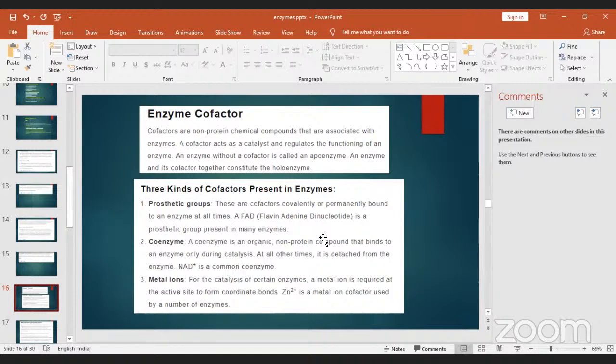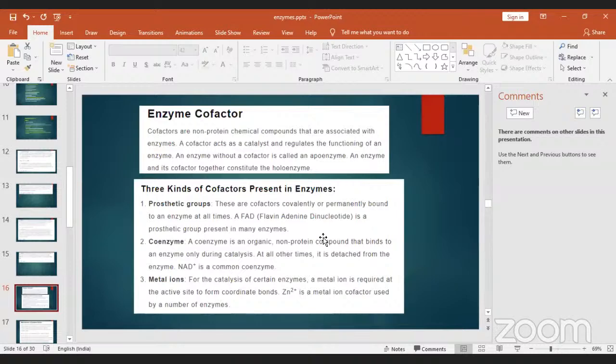Example for prosthetic groups: FAD, and peroxisomal enzymes. For prosthetic group, you write peroxidase and catalase. These are the prosthetic groups which catalyze hydrogen peroxide to water and oxygen. That is the prosthetic group.